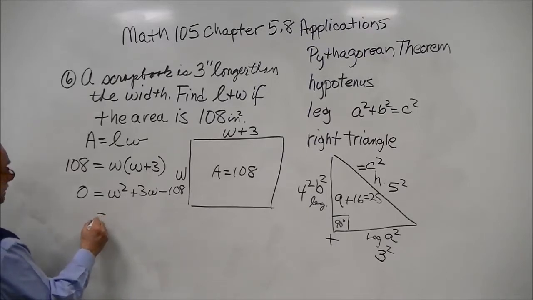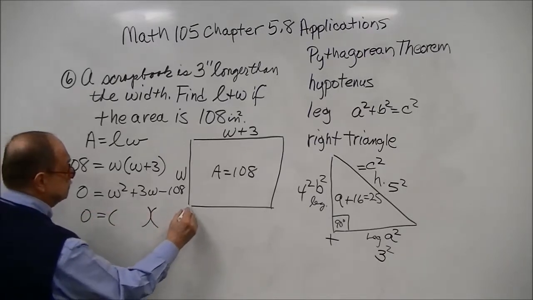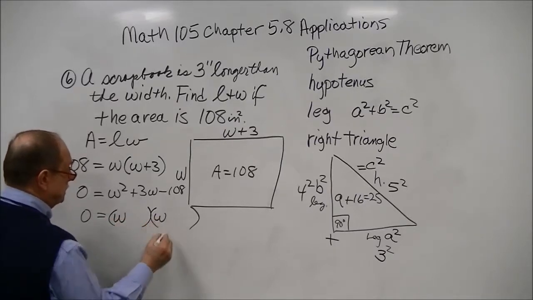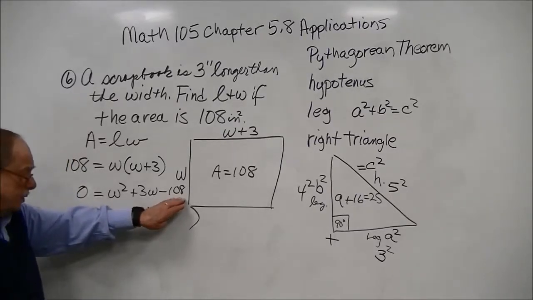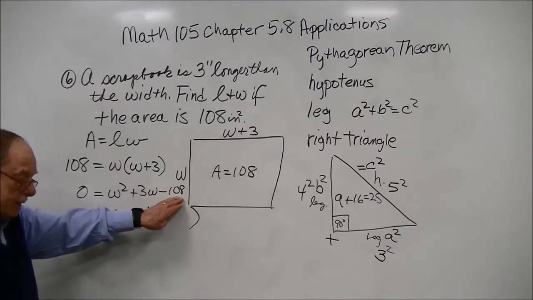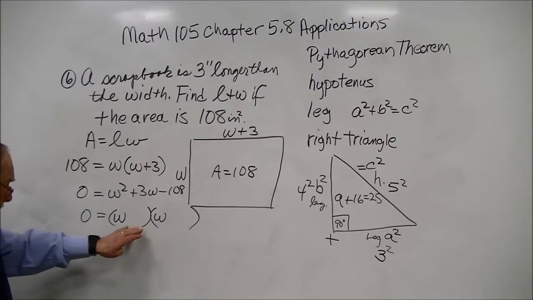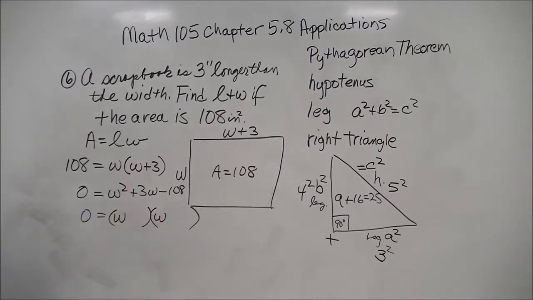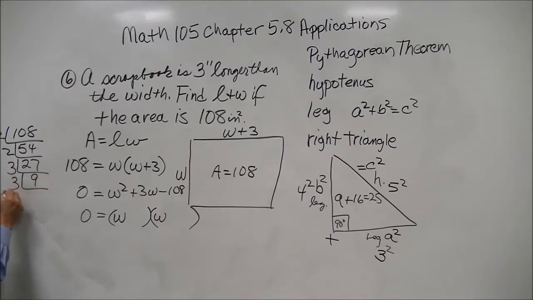So now we have to factor. And now we're looking for factors of 108 that have a difference of 3. So let's use that same technique that we used. 108, 2, so that's going to be 54, 2, this is going to be 27, this is going to be 3 and 9, 3 and 3.